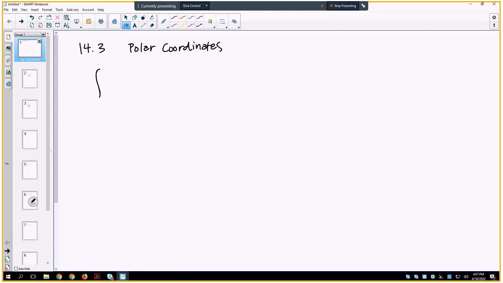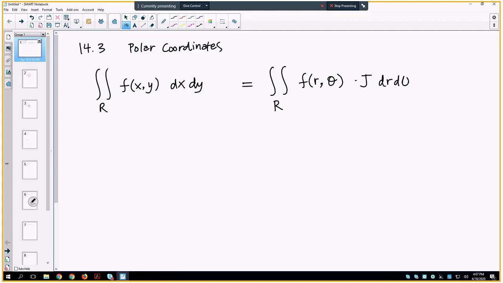So if we have a function of x and y that we want to integrate over the region R, then we can instead integrate over the same region R the function in terms of r and theta, where we make the simple substitution: x is r cosine of theta, and y is r sine of theta. And you can see I've written J here.